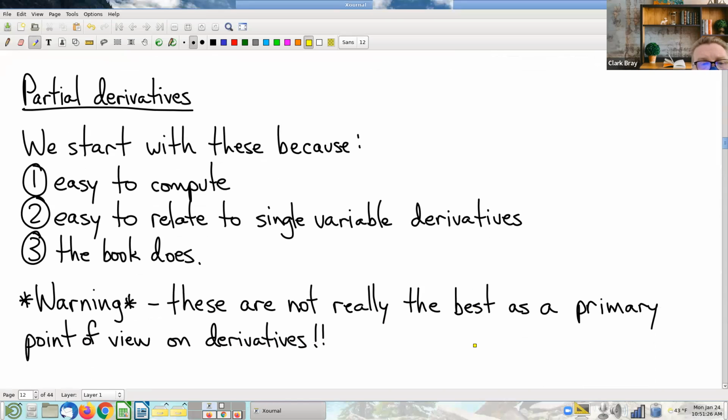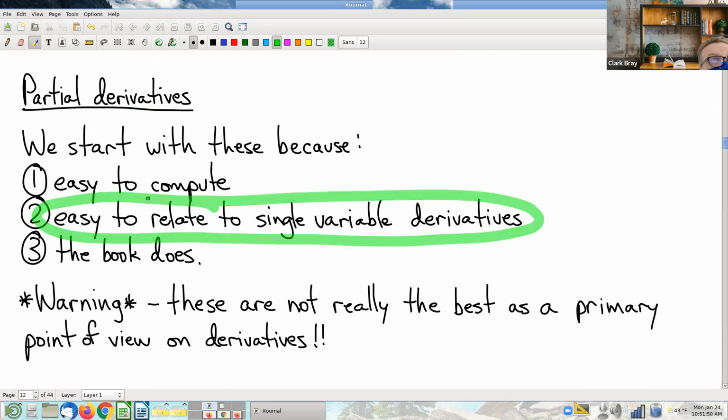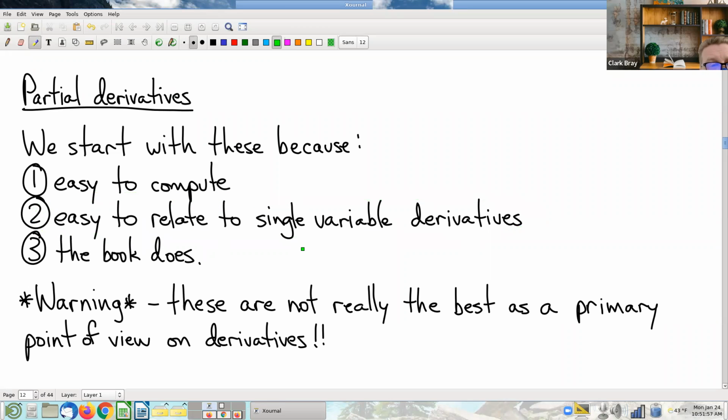Okay, so partial derivatives is the first kind of derivative we're going to talk about. There's a lot of great reasons to start with partial derivatives. One is they're super easy to compute. So it's a nice kind of friendly first step. Also, they are very easy to relate to single variable derivatives, which of course y'all are extremely familiar with. So that's a good reason. And the third reason that I start with partial derivatives is because the book does.